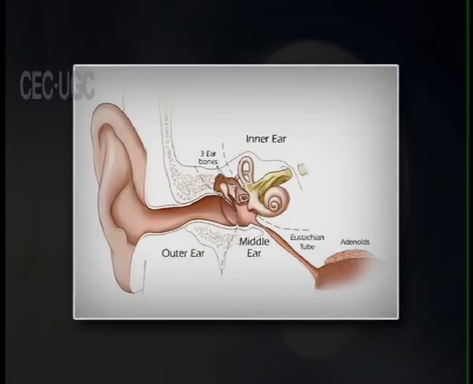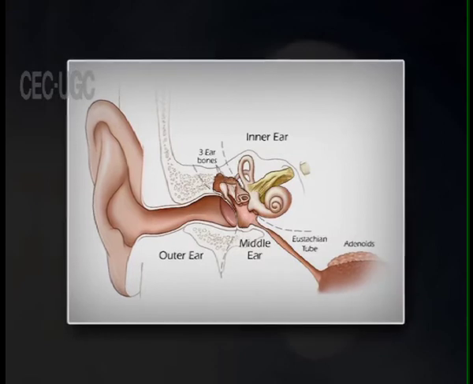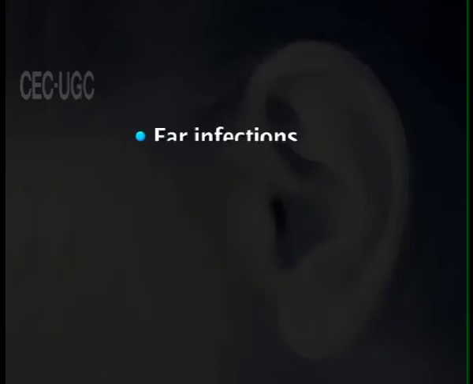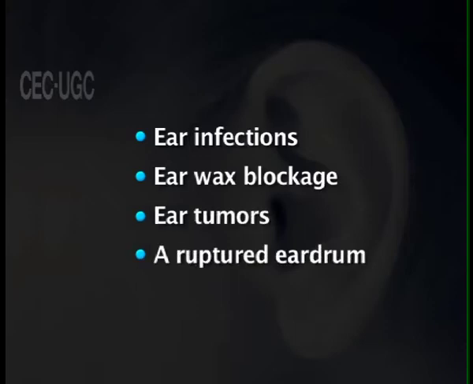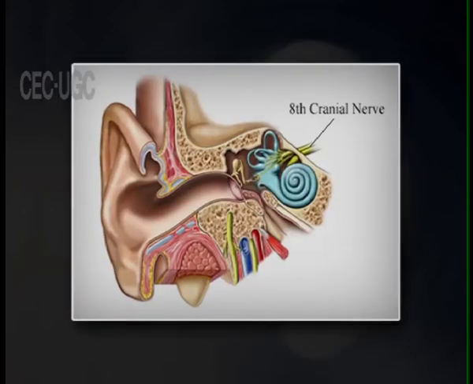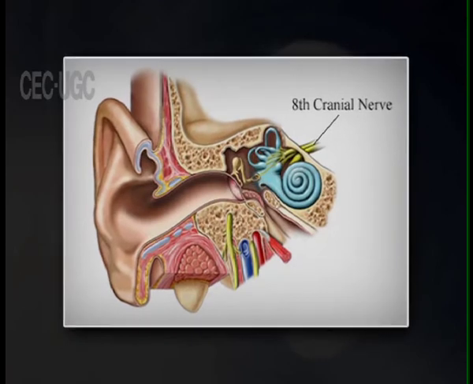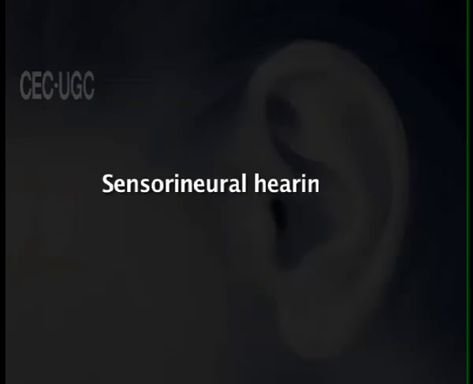Hearing impairment can result from a conductive problem in the outer, middle or inner ear, or it can be the result of ear infections, ear wax blockage, ear tumors or a ruptured eardrum. Hearing impairment can also result from a problem with the eighth cranial nerve. This is called sensory neural hearing loss. This type of hearing impairment occurs when the acoustic nerve is injured or damaged and is unable to conduct sound impulses from the ear to the brain. So, this is in general about hearing impairment.